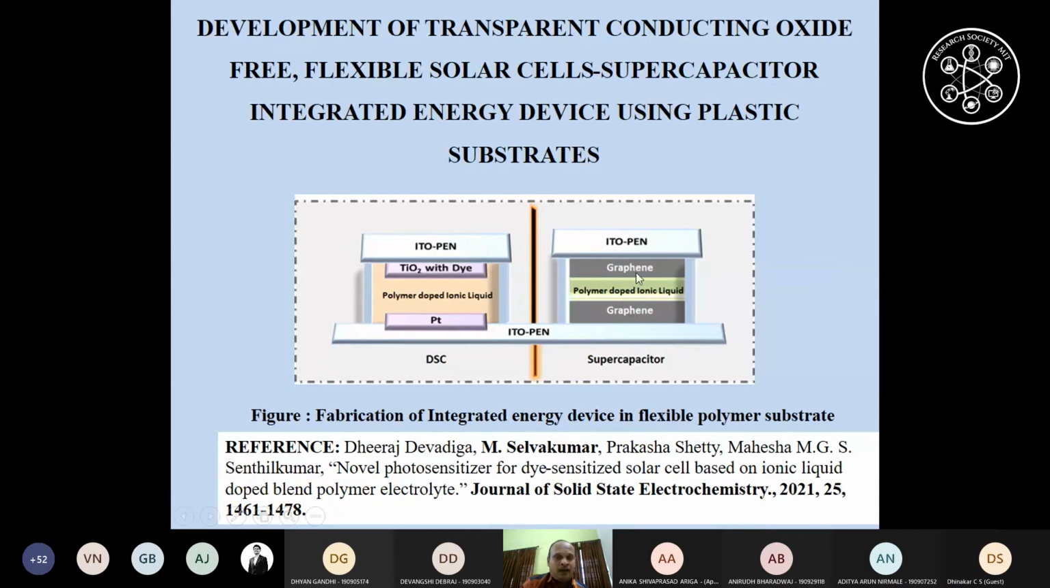If you do carbon-carbon, that acts as a supercapacitor. So titanium oxide with the dye is the photoanode, and platinum or graphene acts as a photocathode, and the polymer doped ionic liquid, the electrolyte you have prepared, acts in between these two. On the same plate, one side we fabricate the dye-sensitized solar cell, and one side we fabricate a supercapacitor. So that is called an integration technology. Recently this work we have published in Journal of Solid State Electrochemistry.